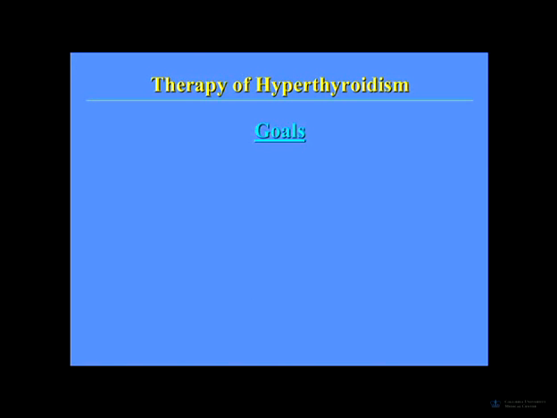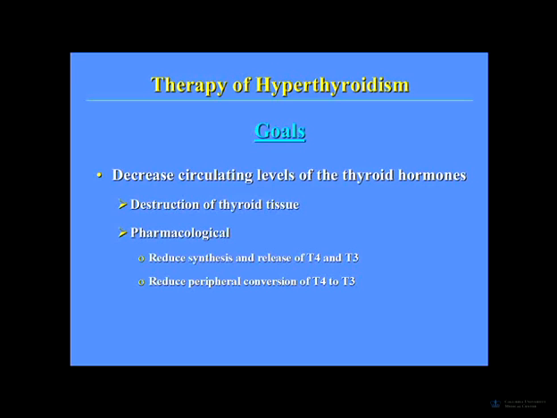Now, let's shift over into the therapy of hyperthyroidism. What goals? First off, we're going to be decreasing the circulating levels of the thyroid hormones, either through destruction of thyroid tissue, radioactive iodine or surgery, or pharmacologic means that reduce the synthesis and release of T4 and T3 and/or reduce the peripheral conversion of T4 to T3. And T3, of course, is 3 to 4 times as active as T4, so it's the metabolically more active hormone. I want to get T3 levels down really quickly.